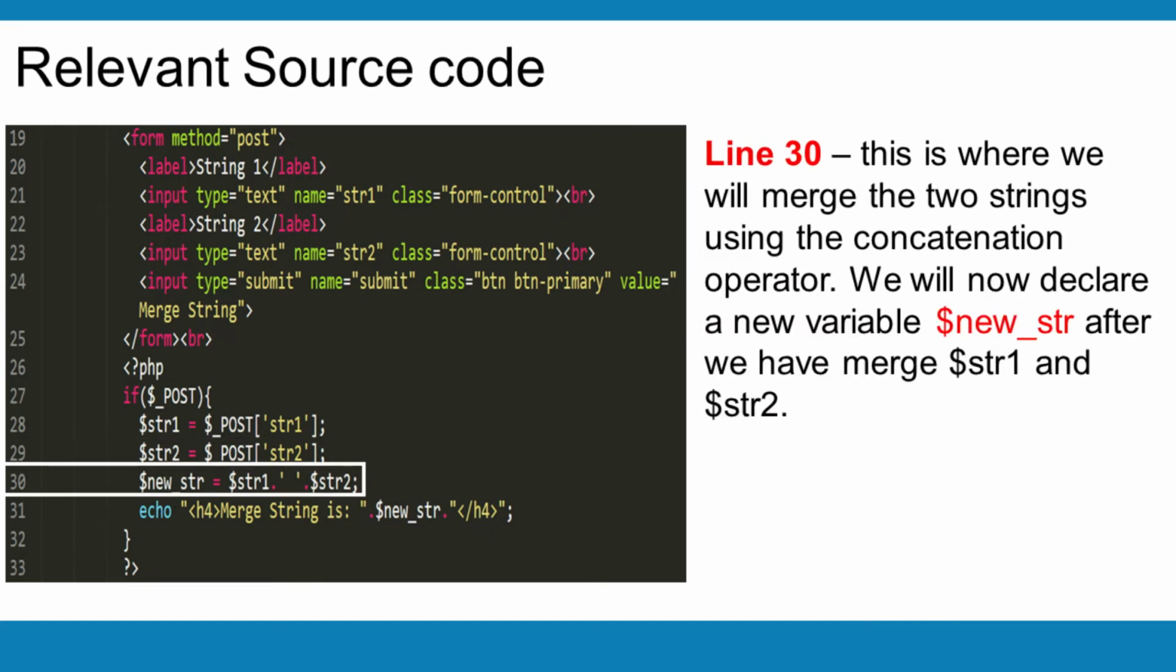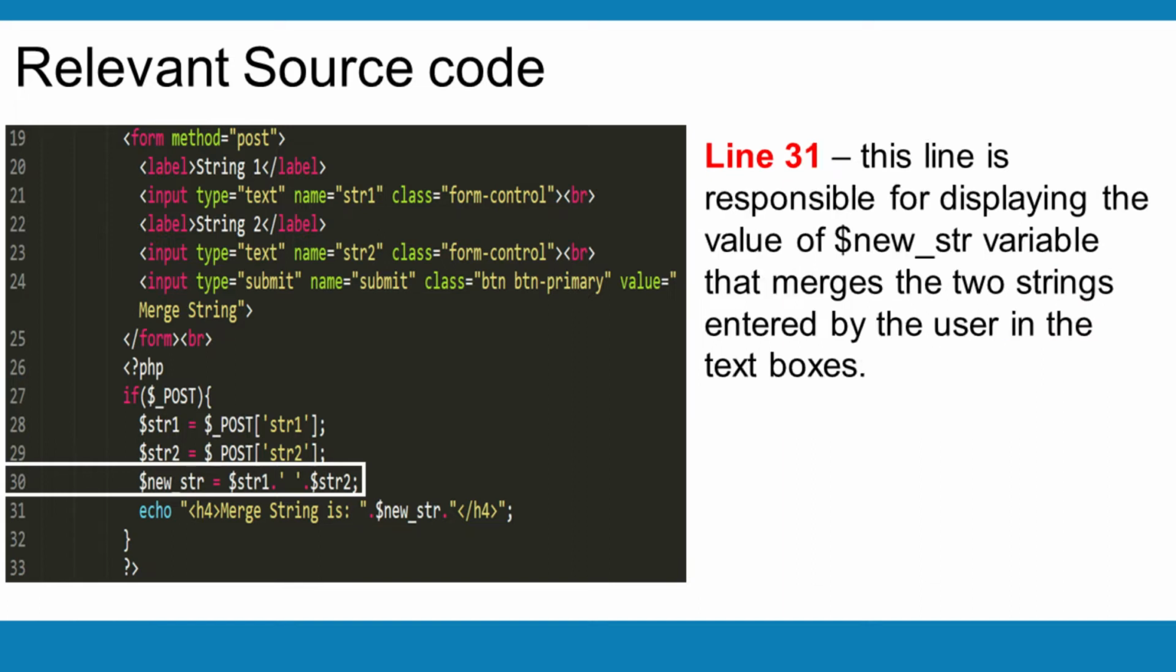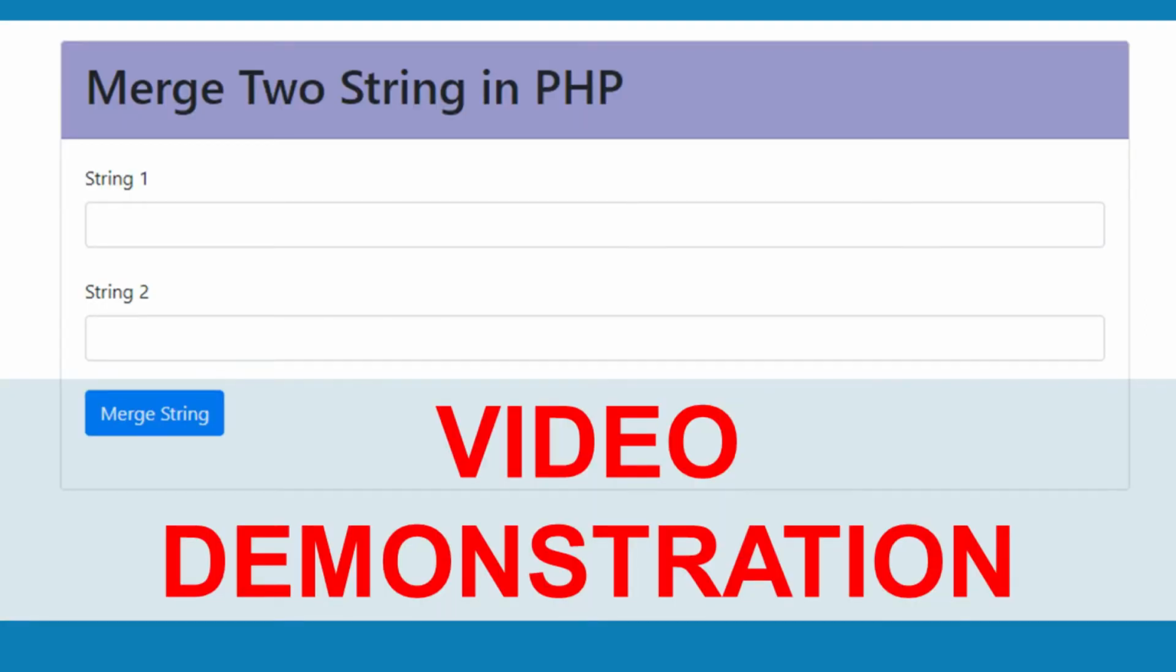Line 30. This is where we will merge the two strings using the concatenation operator. We will now declare a new variable $new_str after we have merged $str1 and $str2. Line 31. This line is responsible for displaying the value of $new_str variable that merges the two strings entered by the user in the text boxes. Watch the video demo on how to merge two strings in PHP.